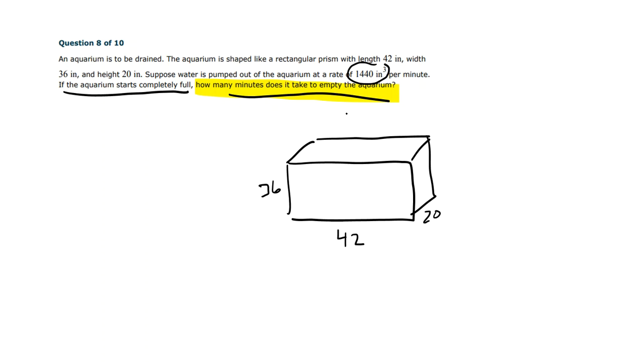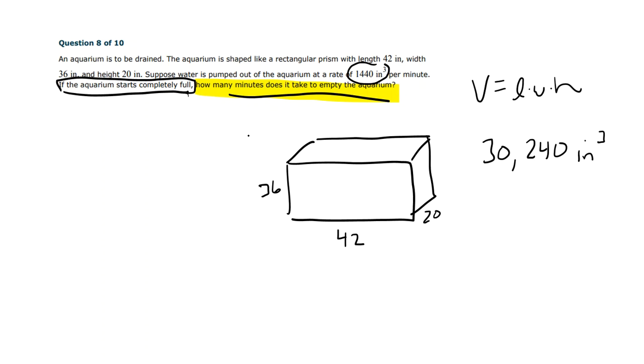Okay, but to find the volume of a rectangular prism, you guys know that we basically just multiply the length times the width times the height. So when you take 36 multiplied by 42 multiplied by 20, and I hope you guys are using your calculator for these, that is 30,240 inches cubed. Okay, now it tells us that the aquarium starts completely full.